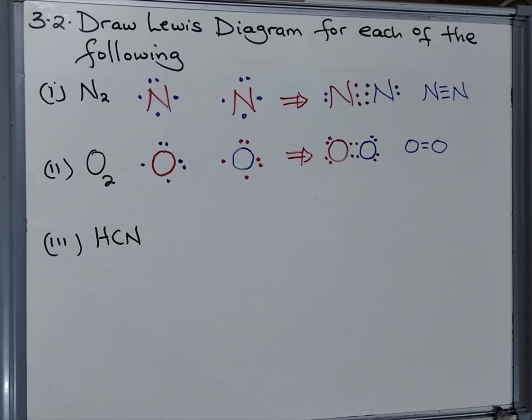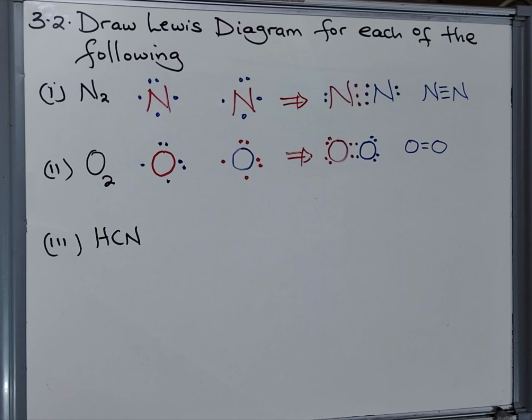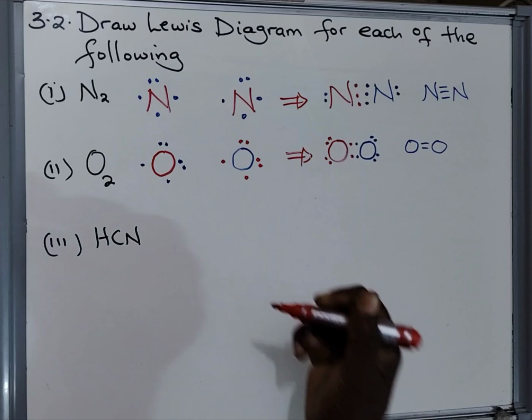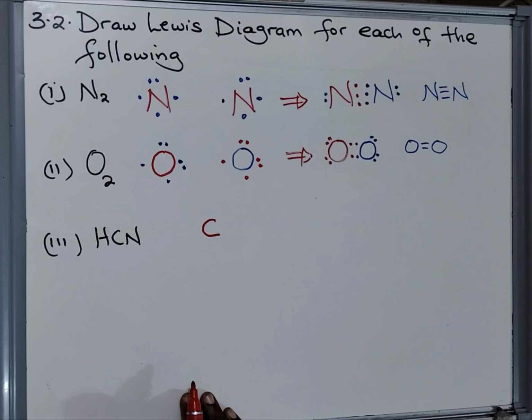Then comes this one. This one is called hydrogen cyanide. And how do you go about it? It is very clear here that the central atom is carbon. So we can have our carbon. And what do we know about carbon?